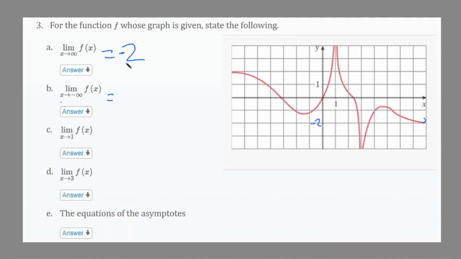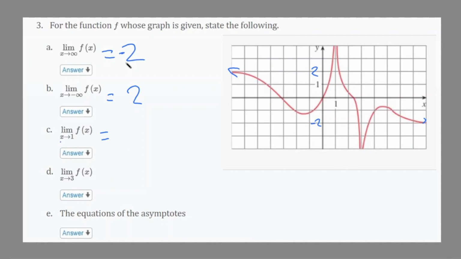And b is the limit as x goes to negative infinity, what's the function value? We can see that the graph also has a horizontal asymptote at 2 over here, the y value of 2, so that's our answer.